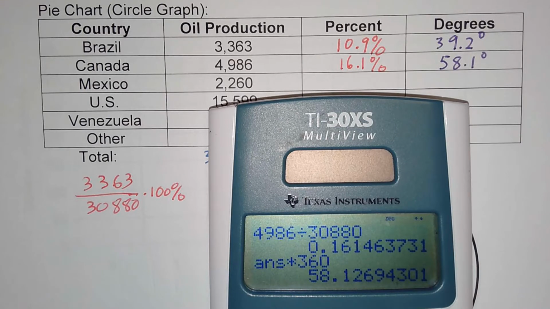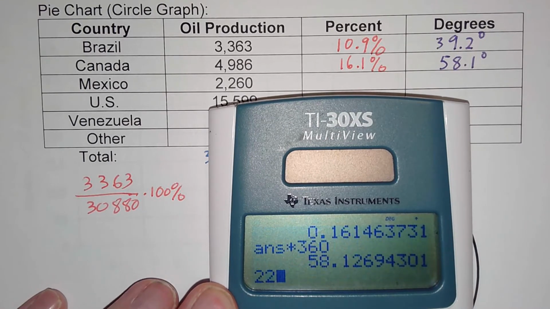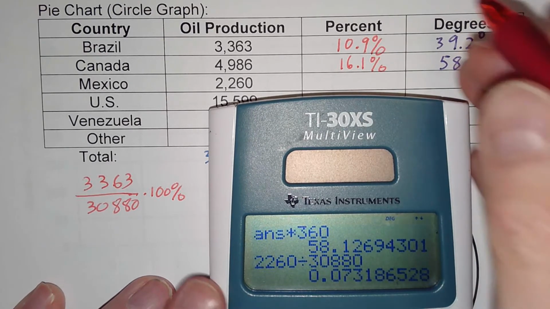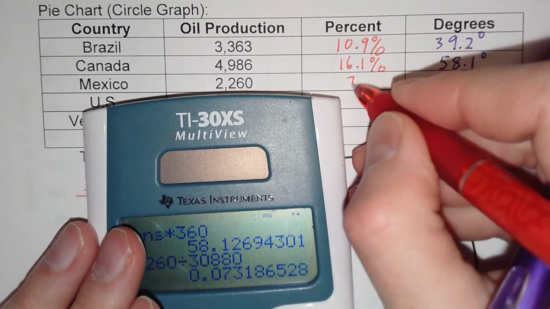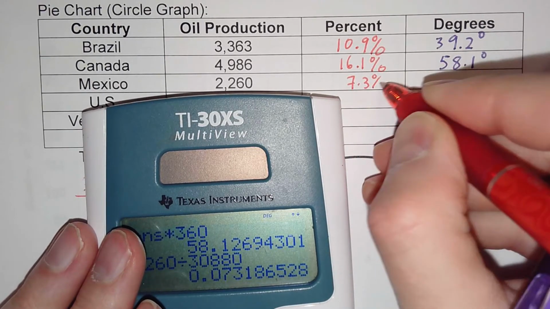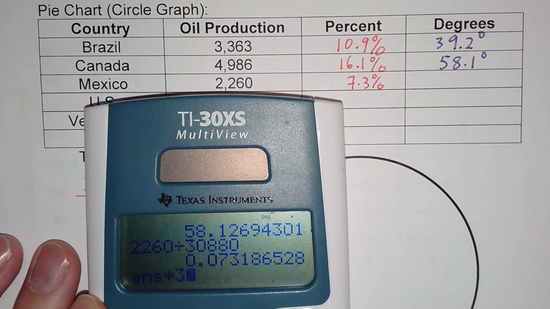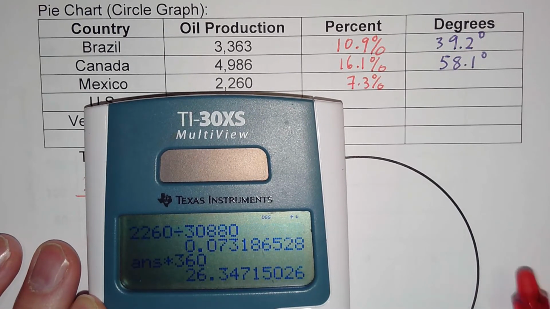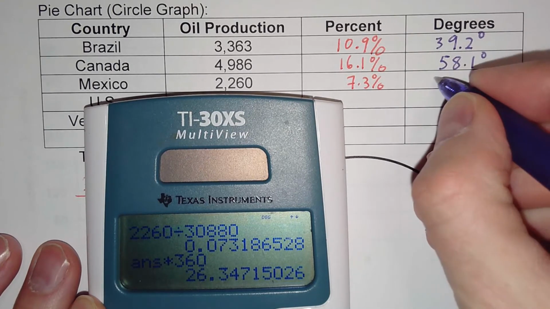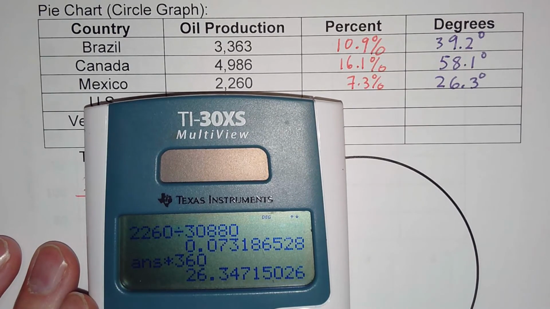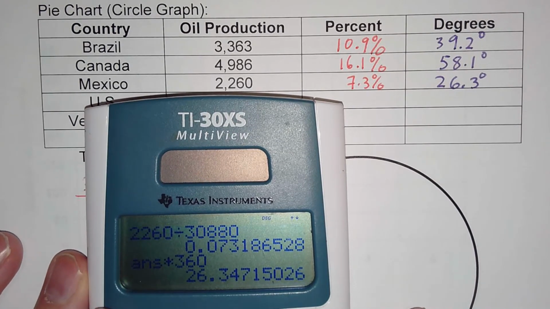And we'll do the same thing for Mexico. So that's about 7.3%. Multiply by 360. And that will give us 26.3 degrees approximately. Just rounding off to the nearest tenth on each of these.